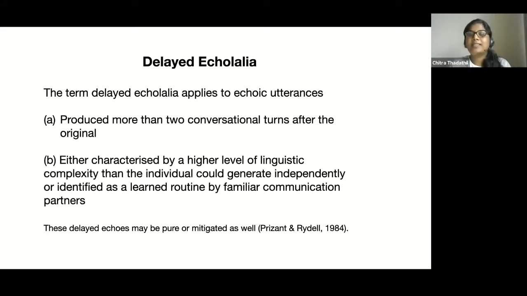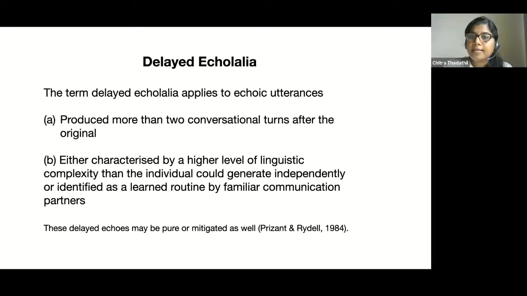Okay, this is how you see delayed echolalia in children with autism. They use a previous set of words or utterances in a new context, trying to communicate something. But there are times that it could go without being understood by the communication partner, which is the listener.